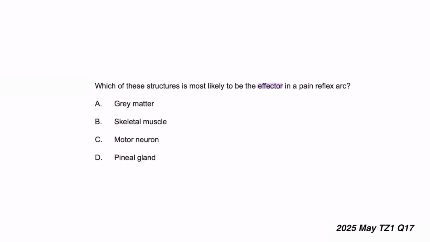Effector is the structure that can respond to the change in the body. So it would be either skeletal muscle or pineal gland. Since it is about the effector of a pain reflex arc, the effector would be skeletal muscle because skeletal muscle will have to contract in order to remove your body from dangers. Pineal gland is a structure that secretes hormones. The effects of hormones are too slow to respond to dangers.